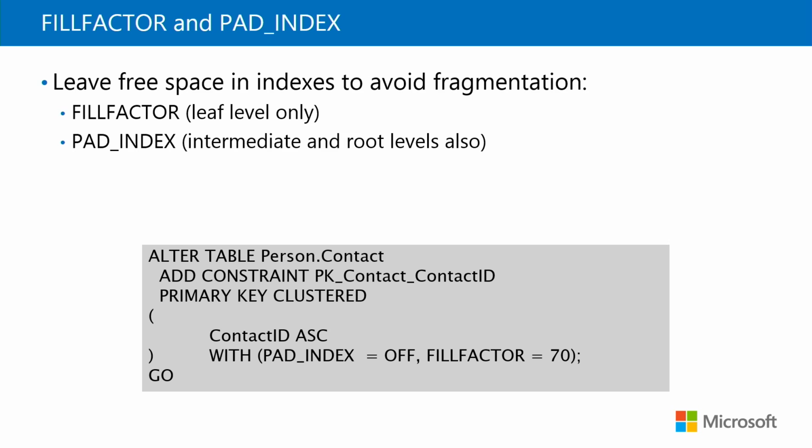So in this example here, the fill factor 70 means that every page will be filled at 70%. And notice the pad index is off, so it means it's only going to do it for the leaf level pages. So only at the very bottom will it actually use the 70%. The non-leaf level pages, the intermediate pages, and the root pages will be filled completely when they are created. When we set the fill factor up, we're creating, on purpose, internal fragmentation. So we have pages that are not filled, but we're doing that on purpose so that we can allow the data to be modified and still be maintained in the correct order.